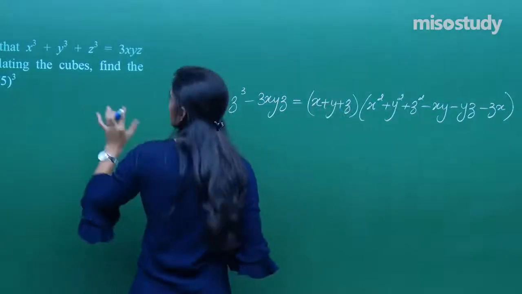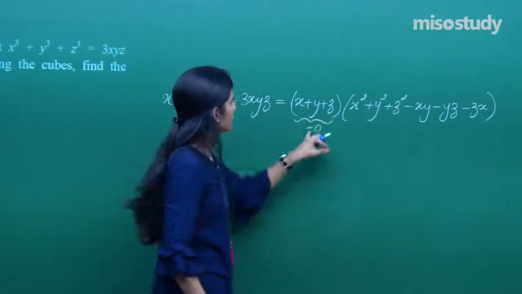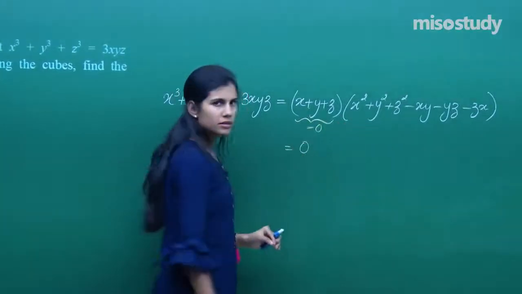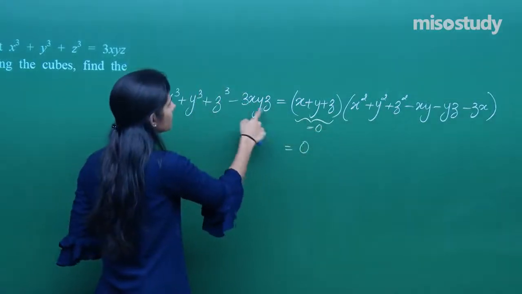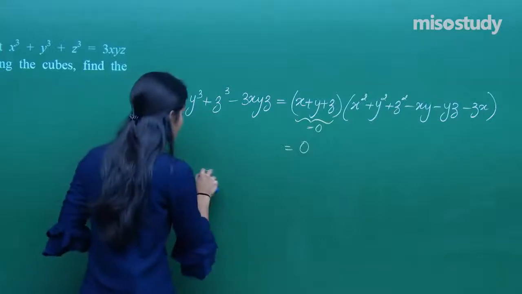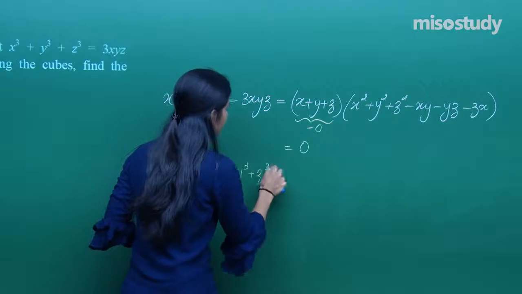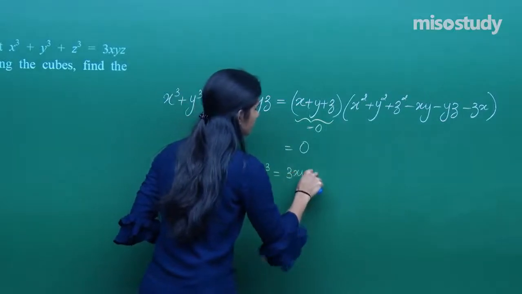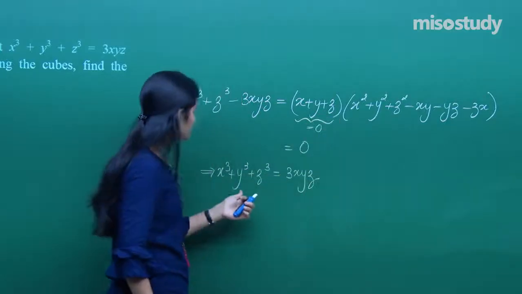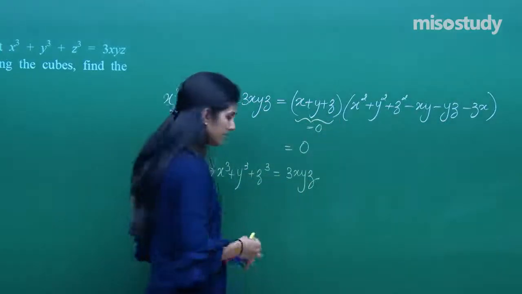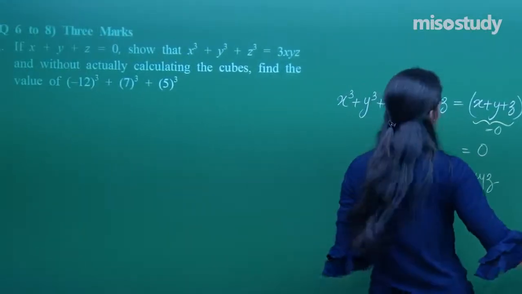Now it is given that if x plus y plus z is 0, then 0 into anything is 0. If this becomes 0, then clearly x cube plus y cube plus z cube minus 3xyz is equal to 0, which means that x cube plus y cube plus z cube is 3xyz. So you have proved that if x plus y plus z is 0, then x cube plus y cube plus z cube is 3xyz. Next it says that without actually calculating the cubes, find the value of this expression.